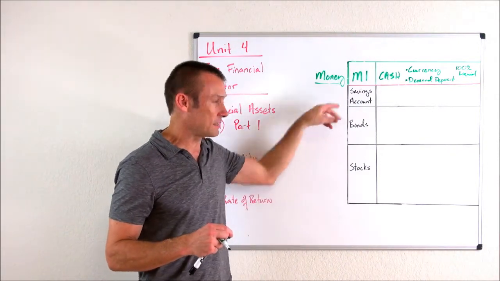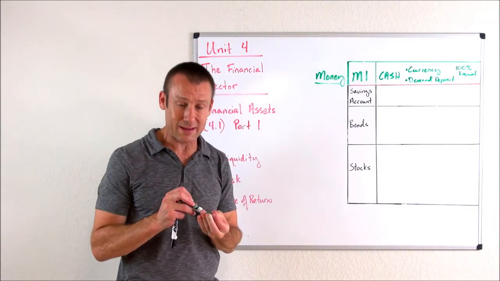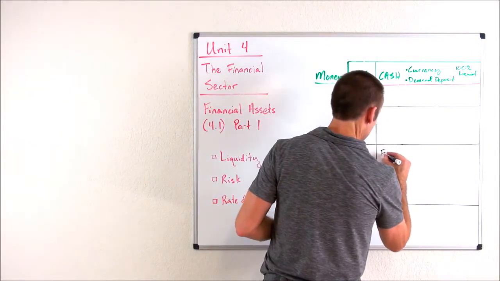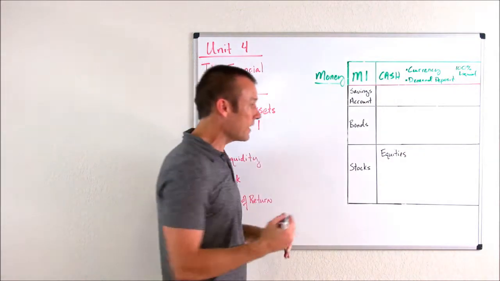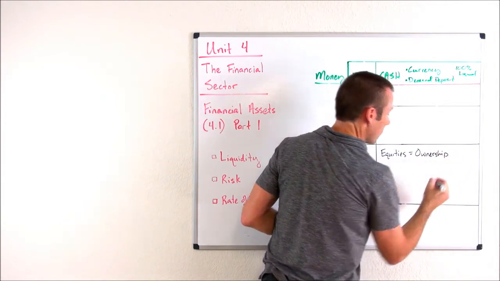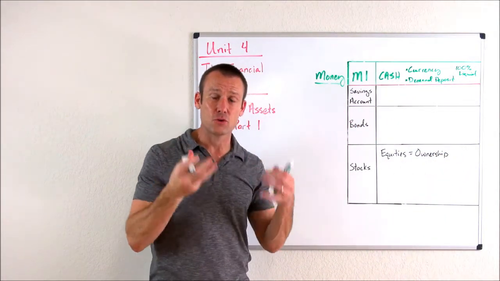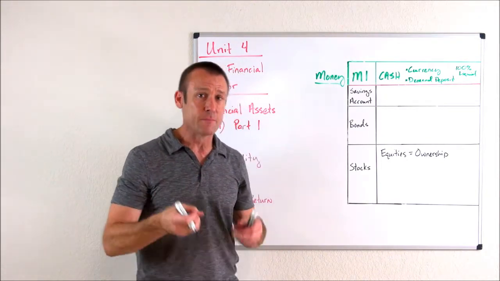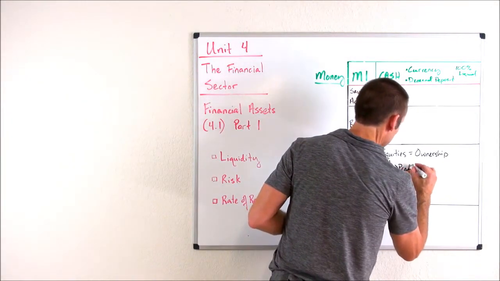I've got stocks, bonds, savings account. Let's start off with stocks. Before I get into it very much, what the heck is a stock? Stocks are often called equities. So the next question is, what the heck is an equity? An equity means ownership. If you own some of the stock of a company, you have ownership in it. You have an equity position in it. And since you have ownership, you have a right to its profits.